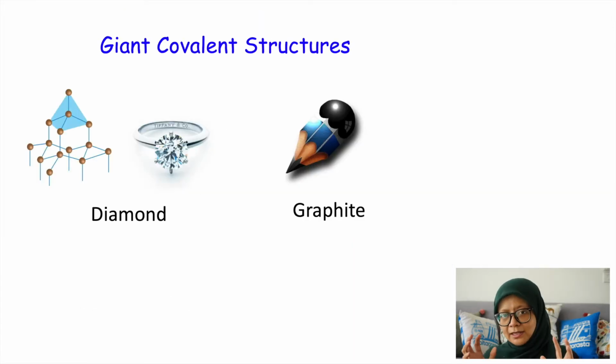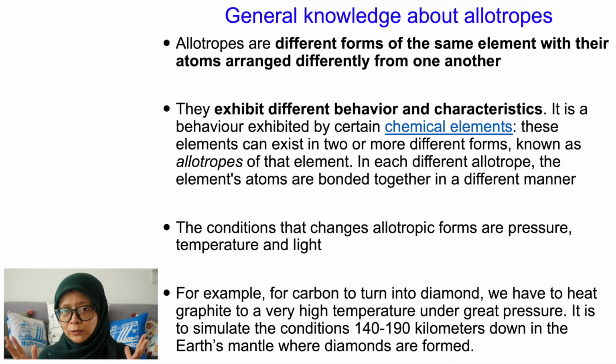In this topic, we focus on two giant covalent structures. In part 2 we will discuss diamond, and in part 3 we are going to discuss graphite. Have you ever heard about allotropes? Allotropes are different forms of the same element with their atoms arranged differently from one another. So they exhibit different behavior and characteristics.